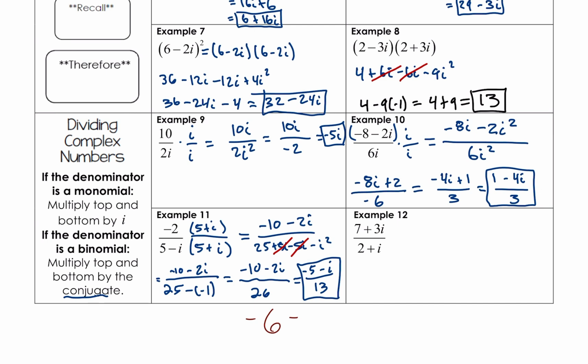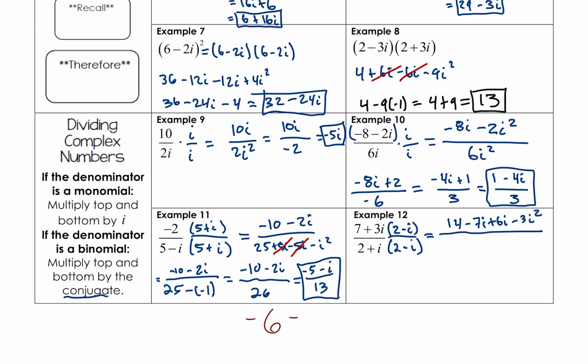Okay, example 12. I'm going to multiply both top and bottom by the conjugate, which is 2 minus i. It was a plus before, now it's a minus. So I'll do that on top and bottom. So I've got 7 times 2, which is 14. 7 times negative i, which is negative 7i. 3i times 2, which is 6i. And 3i times negative i, which is negative 3i squared.